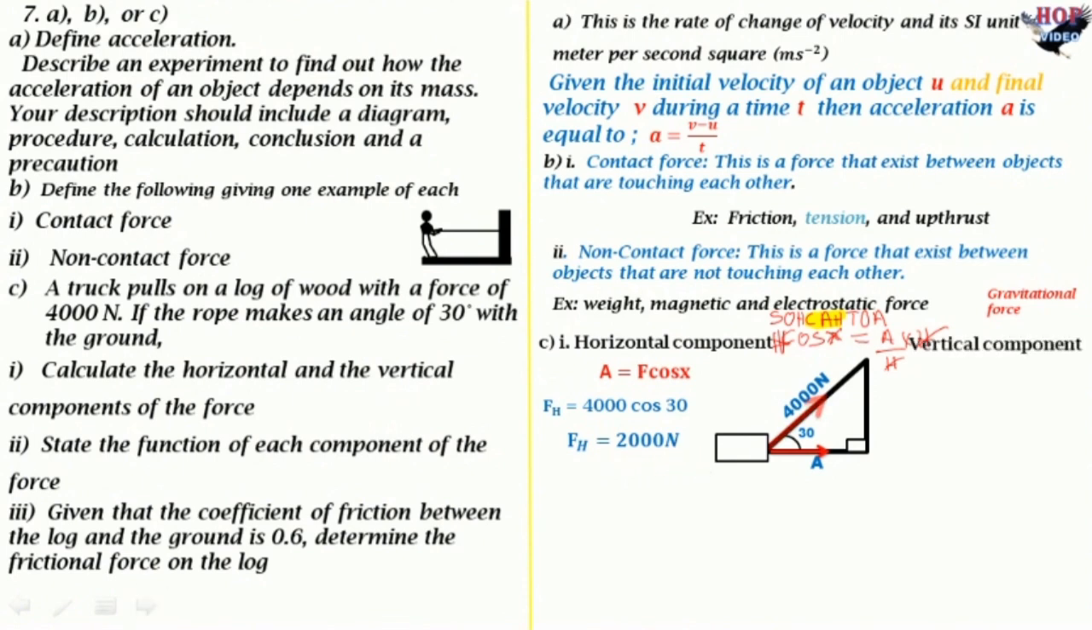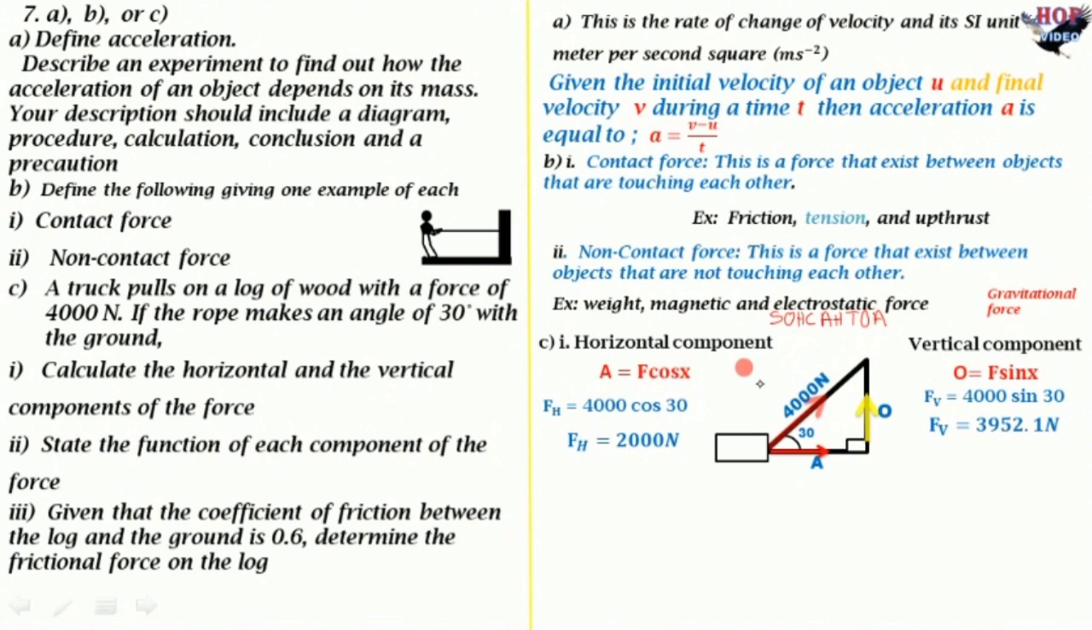Now let's look at the vertical component. We are still going to make use of the trigonometry ratio, SOHCAHTOA. Which one makes use of the hypotenuse, which is the given force? We discover that it will be sine, which is opposite over hypotenuse. So if we make opposite the subject, we are going to have opposite equals F sine, and opposite is the vertical component, which is 4,000 sine 30 degrees. If we continue solving this, we are going to have F vertical, which is equal to 3,952.1.